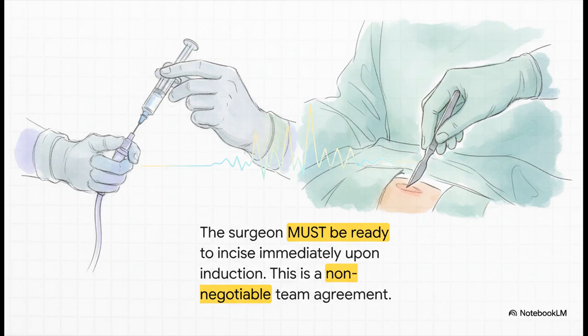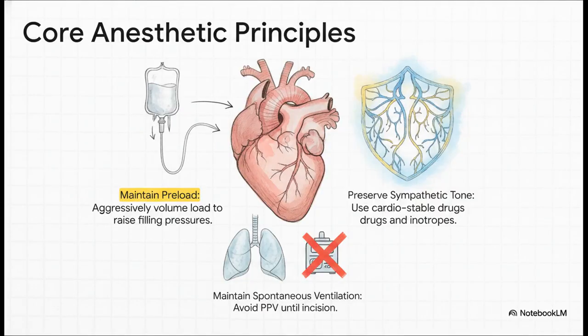This is a non-negotiable team huddle. Our entire plan boils down to these 3 core principles. Think of it as our tamponade triangle. First, maintain preload aggressively. You're in a battle of pressures, inside the heart versus outside. You need to win. That means pouring in volume to get that CVP up, maybe even to 25 or 30.